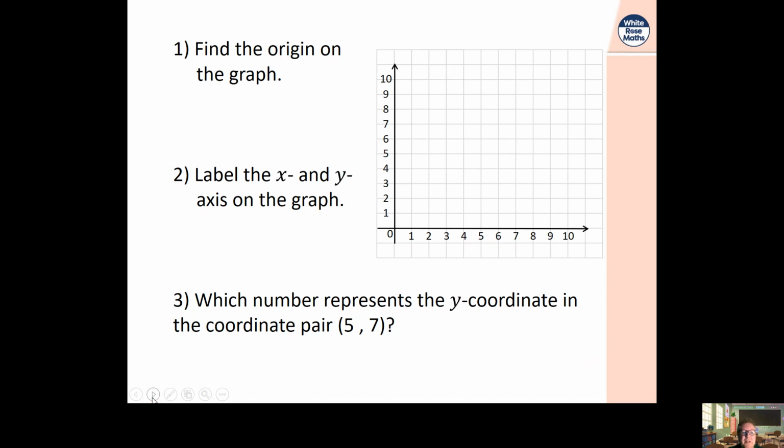There we go, 3 questions. Find the origin on the graph, label the x and y axes on the graph, which number represents the y coordinate in the coordinate pair 5, 7. Pause, have a go in your own time. Okay, let's see how you did. Go over the answers.